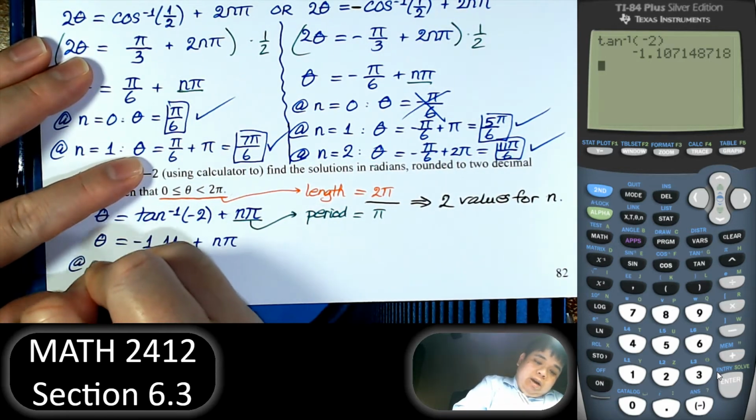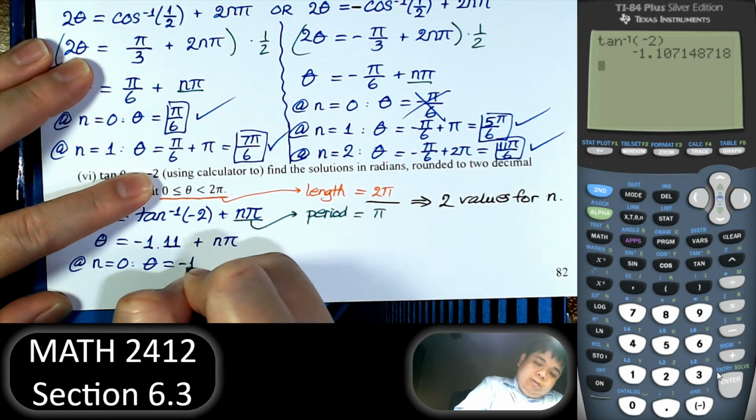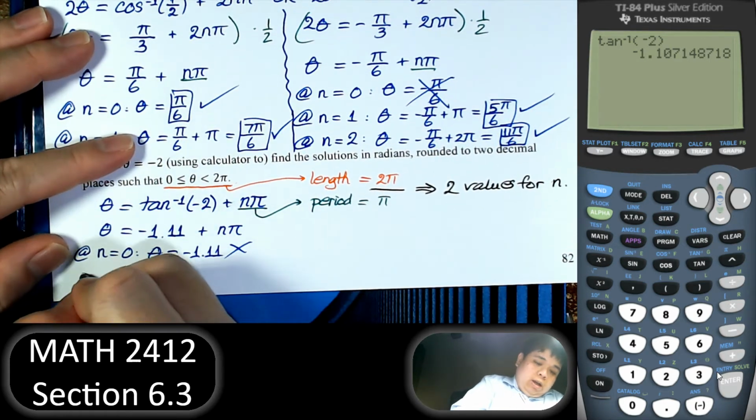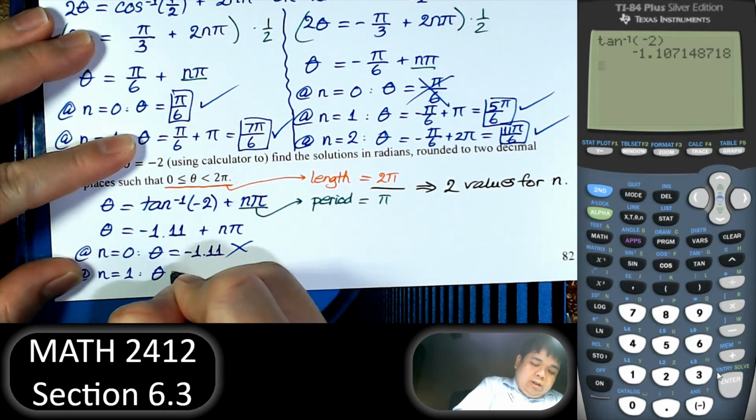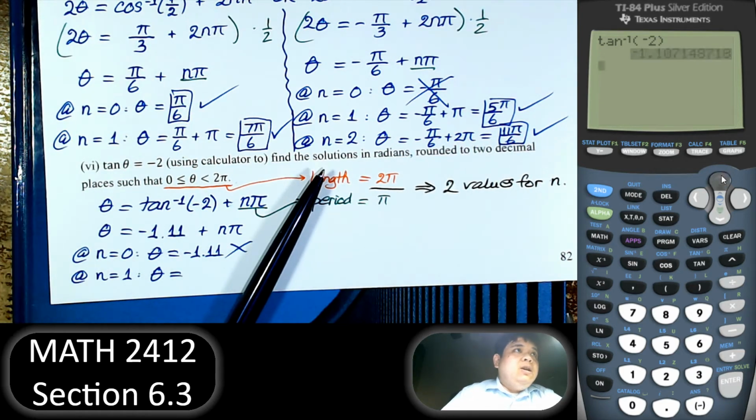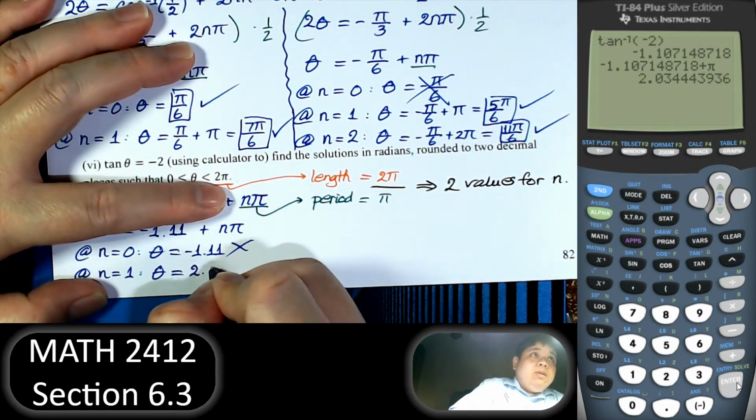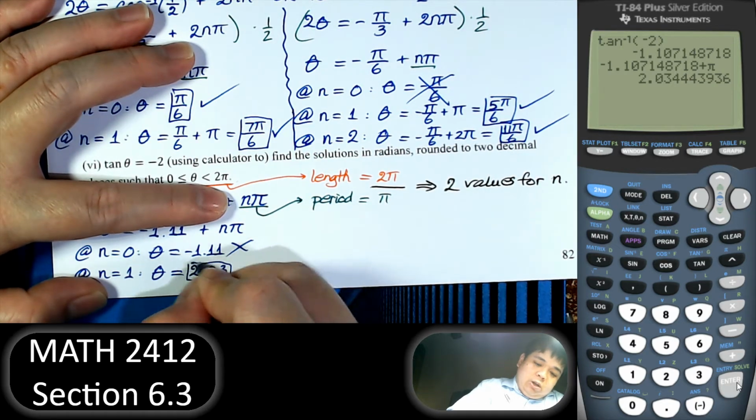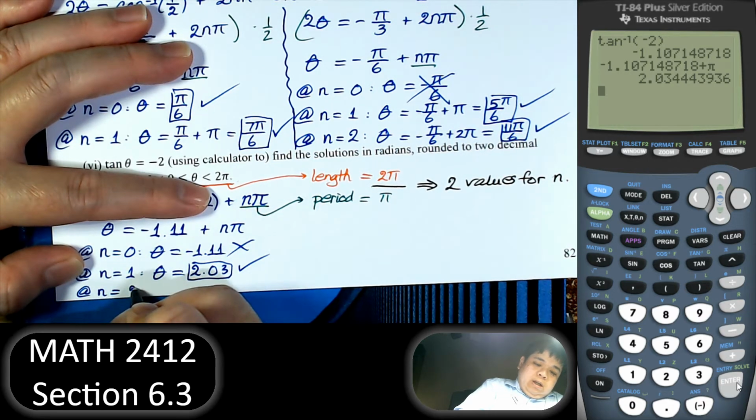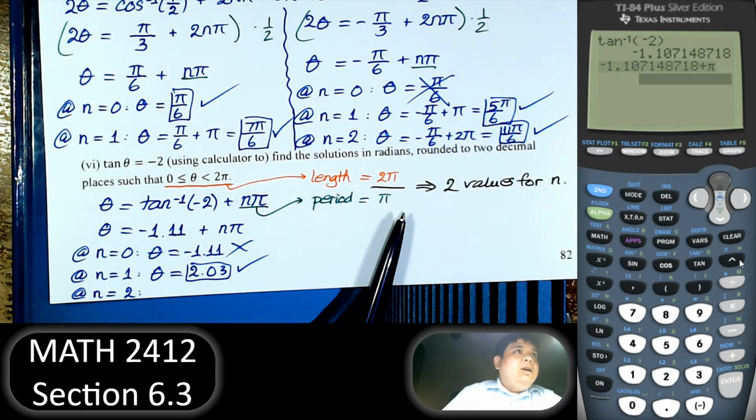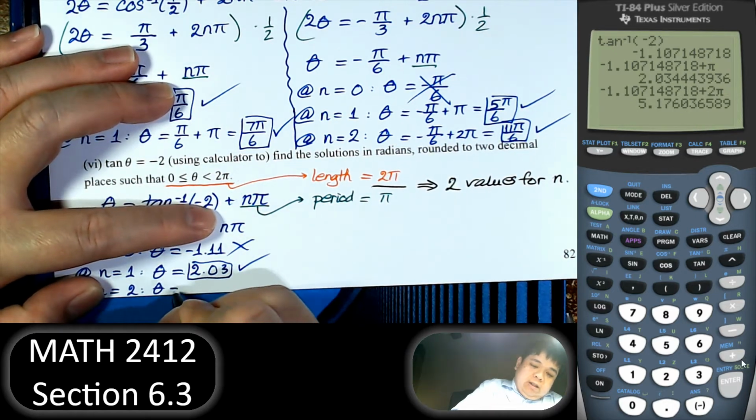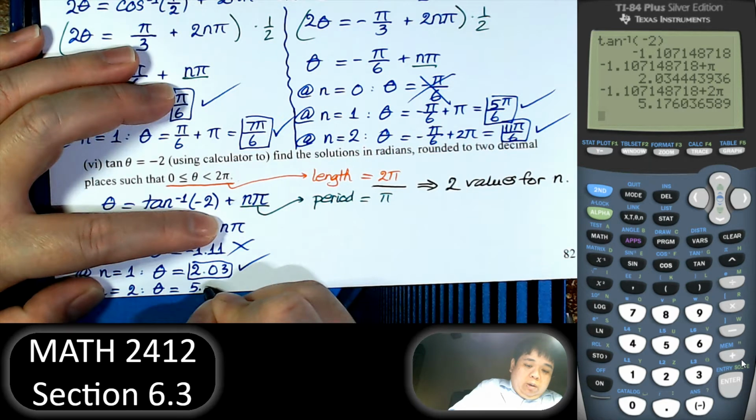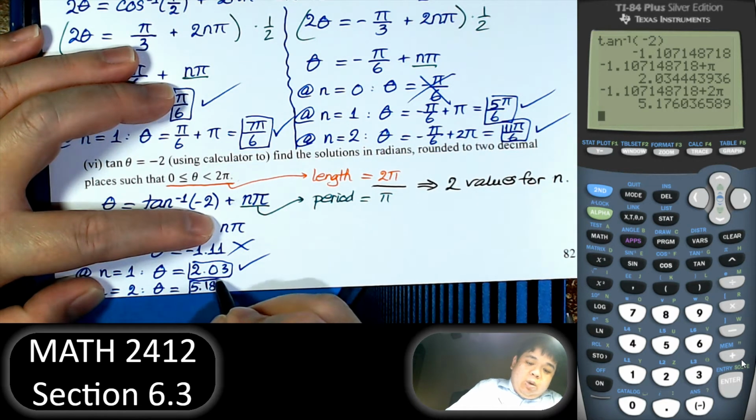Let's choose some of them. How about n equal to 0? This one is too small. How about n equal to 1? And we have that plus a pi. Right, 2.03. And that is between 0 and 2 pi. So yes, that's good. How about n equal to 2? Meaning we have this plus 2 pi. We have 5.7, between 0 and 2 pi. Once again, 2 pi is 6.28. This is 5.18, so it's good.